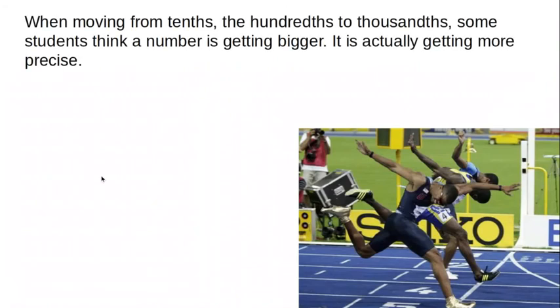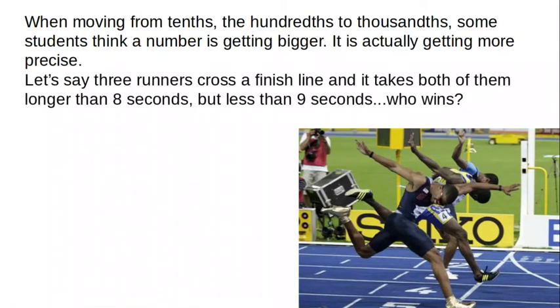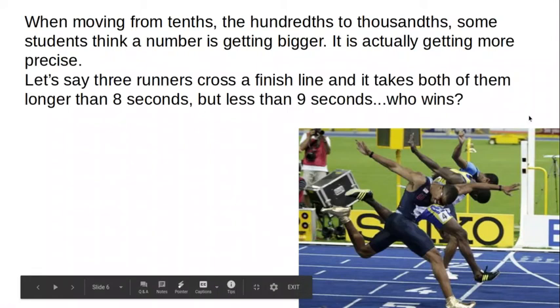Now, when working from tenths to hundredths to thousandths, some students think a number is getting bigger. And what I need you to understand is that with a decimal, the number is actually just getting more precise. So let's say we have these three runners and they cross a finish line, and it takes all of them longer than 8 seconds, but less than 9 seconds. So who wins in this race?